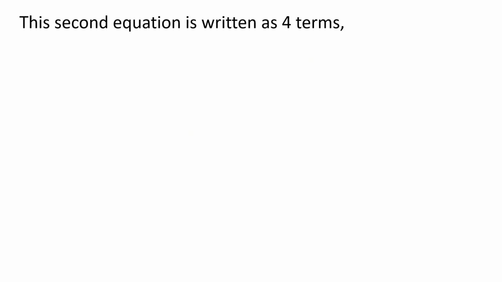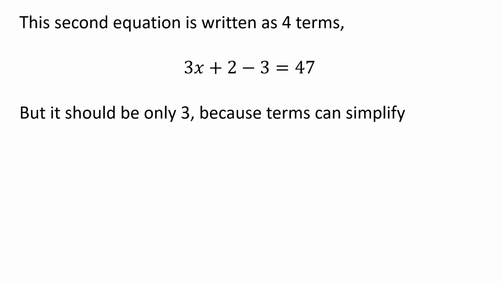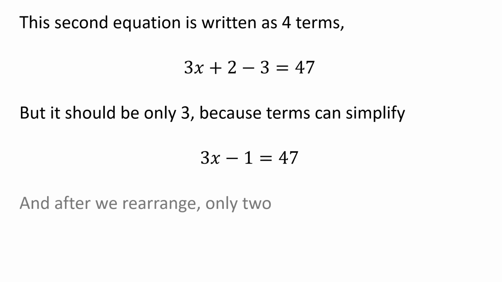The second equation is written as 4 terms, and you can see we have a plus, a minus, and an equal sign dividing up those terms. But really, it should only be 3. Plus 2 minus 3, that simplifies. So our next form is 3x minus 1. But there are numbers on both sides, so really we can rearrange, and after we rearrange this equation, there are only 2 terms. And this is how we simplify equations.